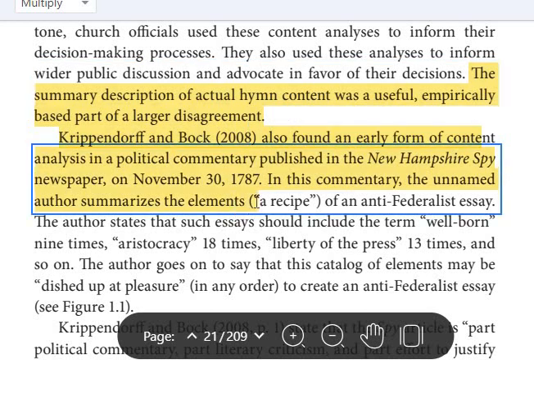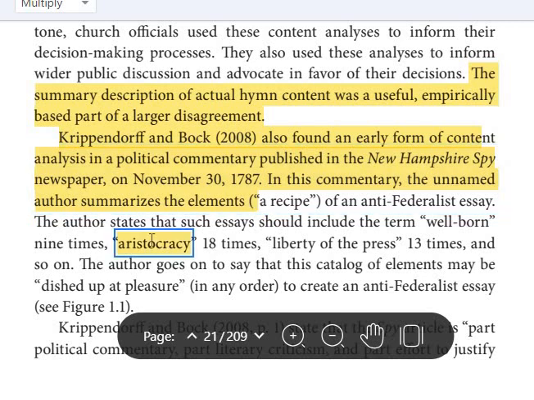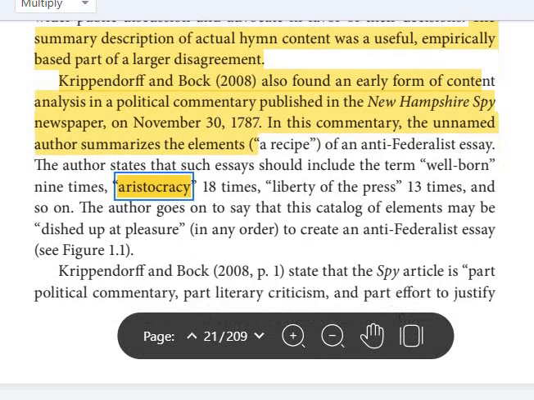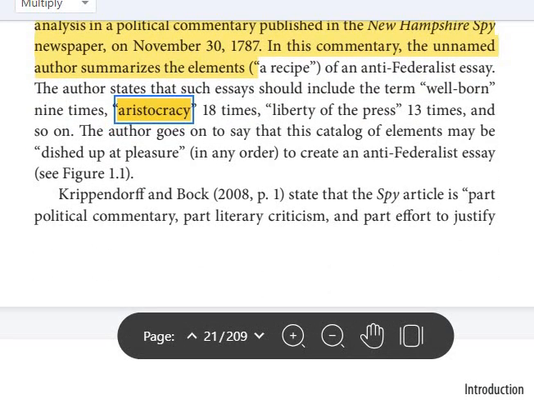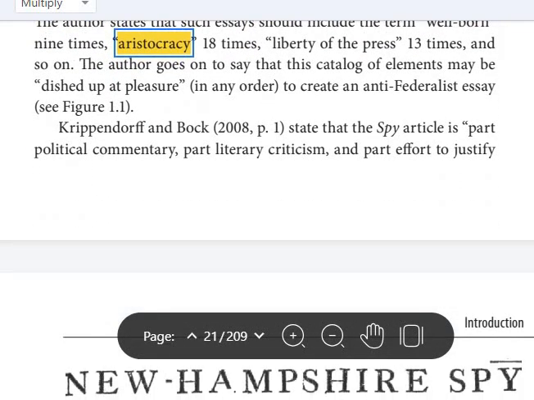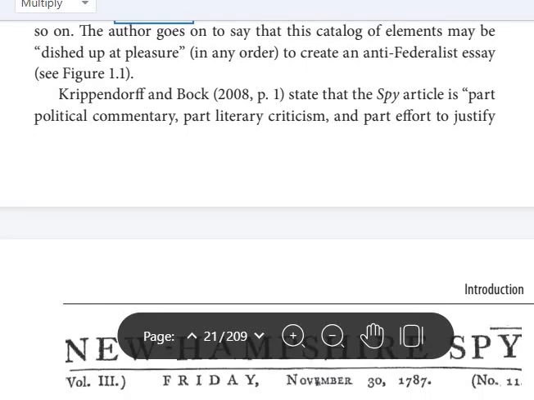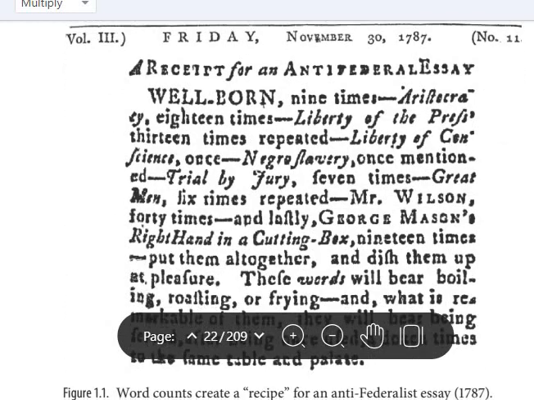And we should understand that the word "well-born" was used 9 times, and the word "aristocracy" was used 18 times. So first it was used in religious contexts. Second, it was used in the politics field. Now let's move on to the next page.